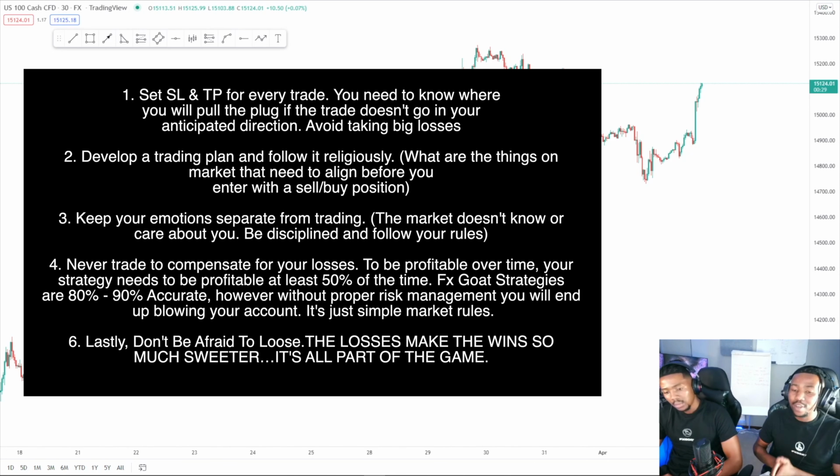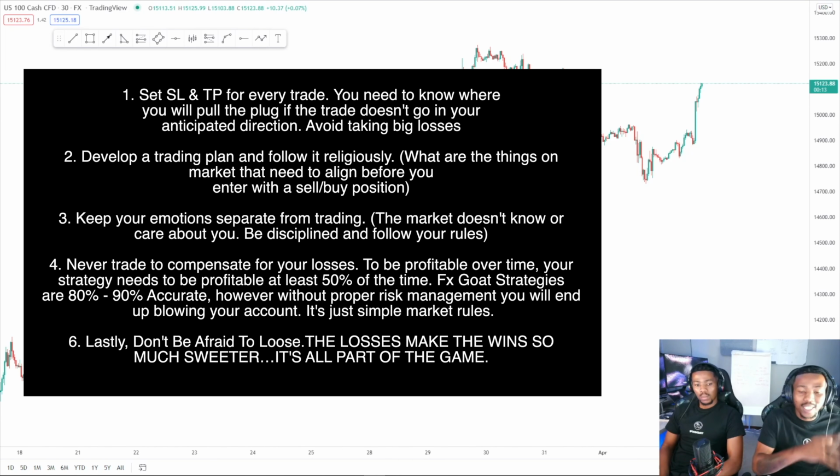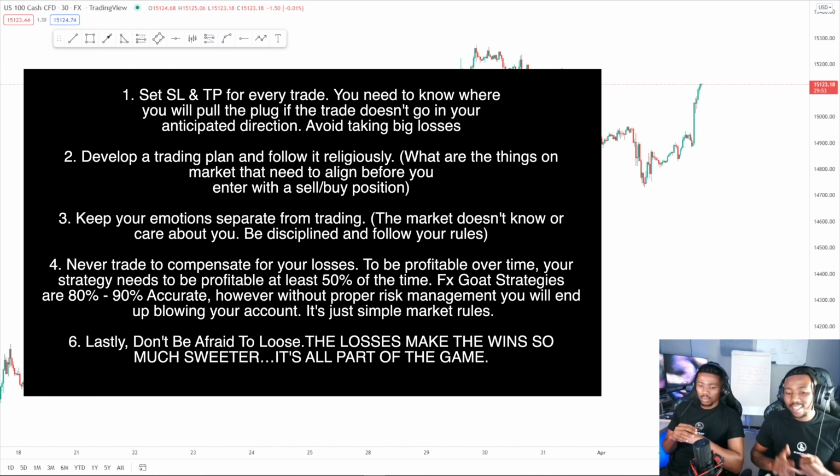First, the tip that I use as a professional trader is to always set your stop loss and take profit target for every trade. You need to know when to pull the plug when things are not going together, guys. When the market is not going in your anticipated direction, you need to know when to cut. Why? The reason is because, guys, we need to avoid having big losses. Remember what I said, guys, when you grow my small account. Secondly, guys, develop a trading plan and follow it religiously.